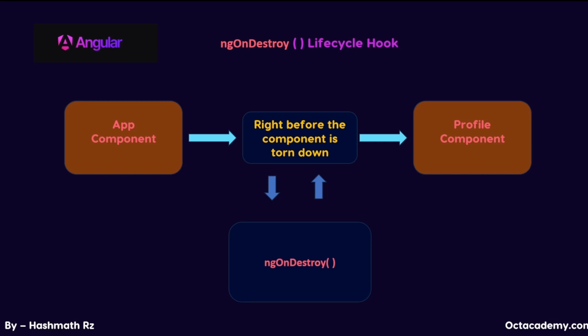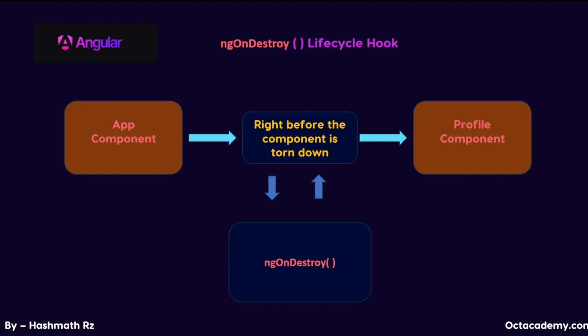Alright guys, so NgOnDestroy is triggered just before Angular removes the component from the DOM. This typically happens when you navigate away from a view or if you manually destroy a component programmatically. Since it's called right before the component is torn down, it's the perfect place to handle any cleanup tasks that prevent memory leaks and other potential issues. So let's see an example for this.